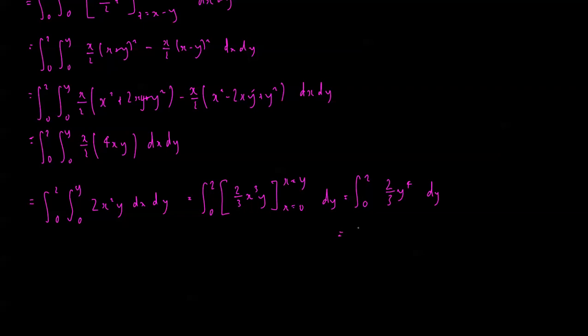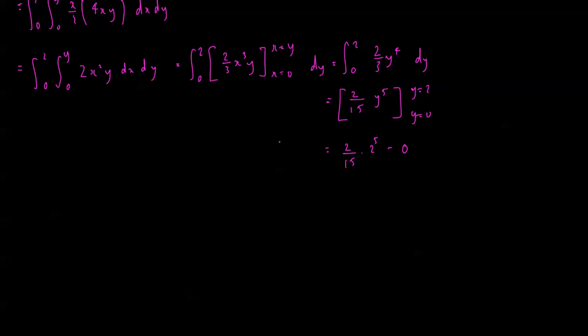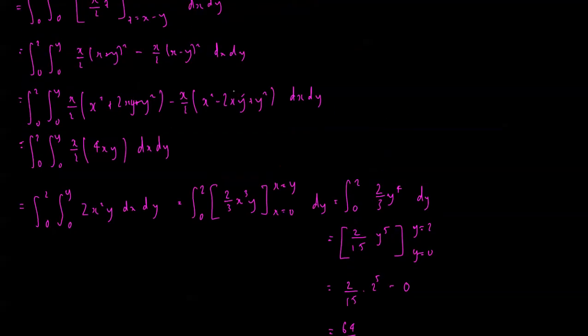So that's equal to 2 on 3 times, power 1 more, 5, so 15, y to the 5, y equals 2 to y equals 0, which equals 2 on 15 times 2 to the power of 5 minus 0. Okay, so 2 to the power of 5 is 32, times 2 is 64, so it's equal to 64 on 15, and that cannot be simplified. There's no number that goes into both 64 and 15. So that will be the solution to our integral.